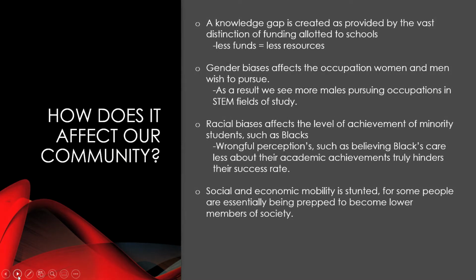So how does this affect our community? As we just reviewed, this impacts our community by creating a knowledge gap due to the distinctions among funds provided to schools. The occupation one wishes to pursue is also affected, for as a result, we see more males pursuing occupations in STEM fields of study. Another way it impacts us is that racial biases affect the level of achievement of minority students such as blacks. And lastly, social and economic mobility is stunted, for some people are essentially being prepped to become lower members of society.